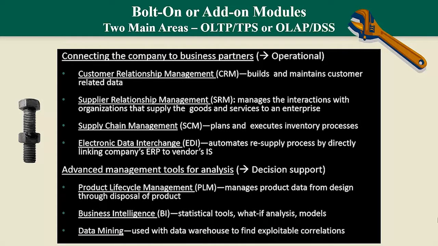Okay, as we move to bolt-ons in the area of OLAP, decision support, we have PLM, Product Lifecycle Management. This manages product data from the design through the disposal of the product. BI, Business Intelligence, an advanced module to be added to OLAP, has advanced tools for statistics, what-if analysis, and more complex modeling. And then data mining. This module helps us analyze the data in the data warehouse to find exploitable correlations that may improve business processes.